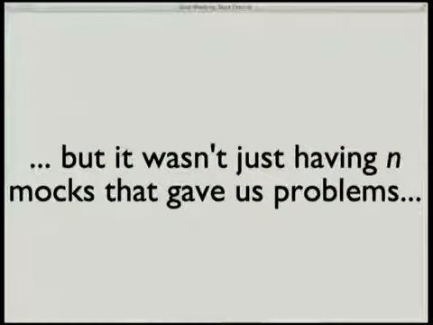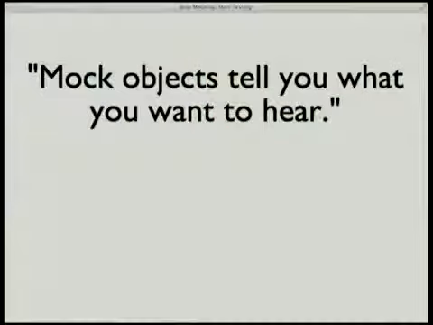But it wasn't just having proliferation. It wasn't just having n mocks of a given interface that were giving us problems. Even when we had 1 mock, the mock would tell us what we wanted to hear. And it would tell us what we wanted to hear because we told it what to tell us. It wouldn't necessarily tell us anything true to the behavior as specified in the interface that we were mocking.